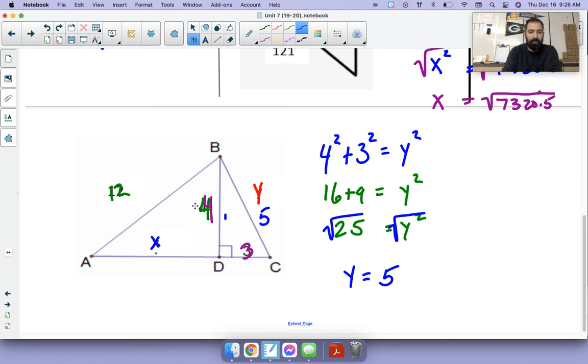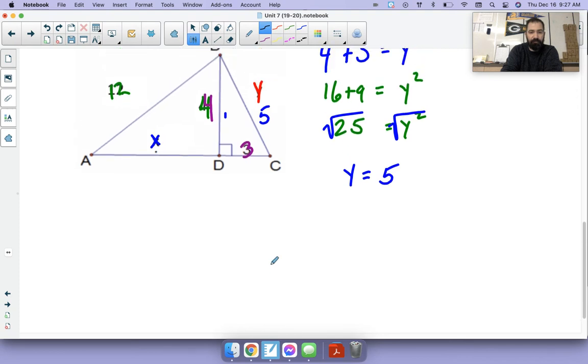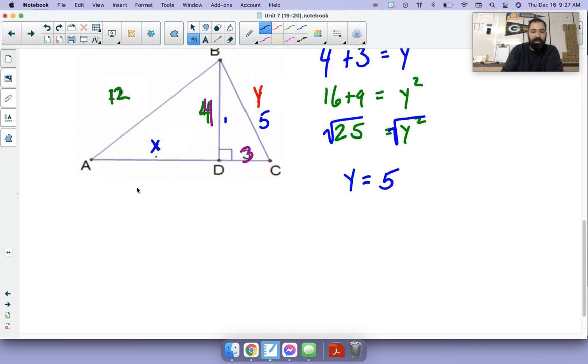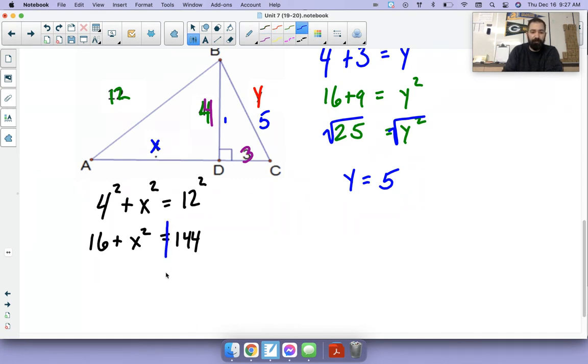Okay. Now let's figure out this one. This one's missing a leg, not a hypotenuse. So let's figure that one out. Extend my page here a little bit. We have 4 squared plus x squared equals 12 squared. X is a leg. Let's keep going. 16 plus x squared equals 144. See if you can solve it from here. Pause the video, try to finish it up.